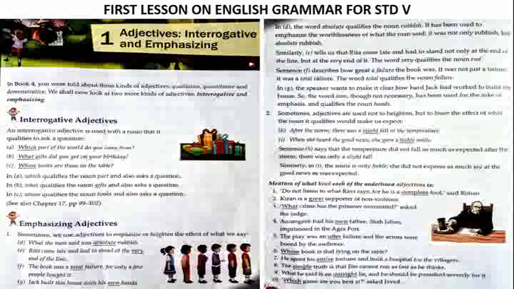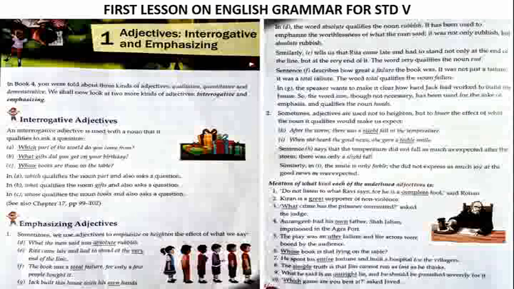Question number 7. He spent his entire fortune and built a hospital for the villagers. In this sentence, entire is an emphasizing adjective qualifying the noun fortune. Question number 8. The simple truth is that Jim cannot run as fast as he thinks. Here, the underlined word simple is an emphasizing adjective qualifying the noun truth.